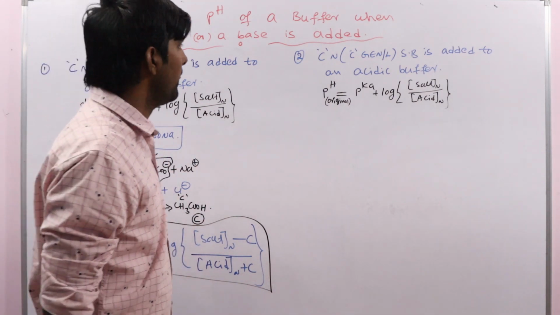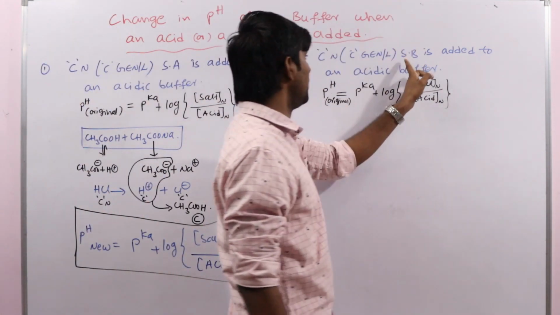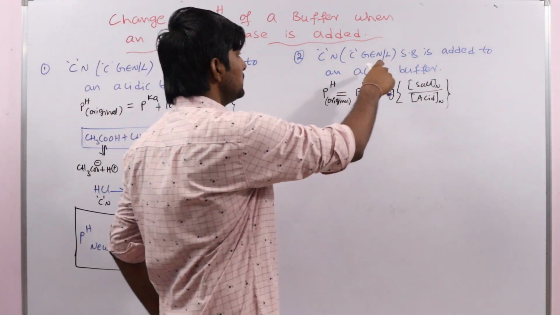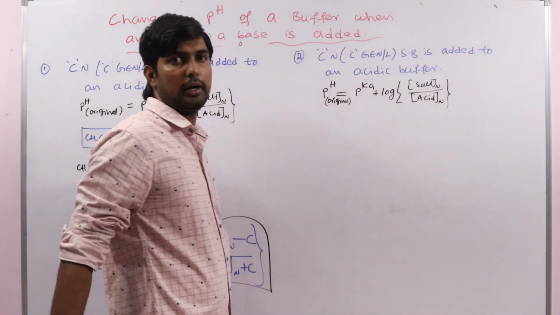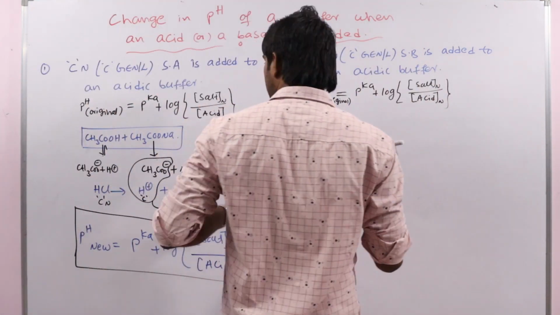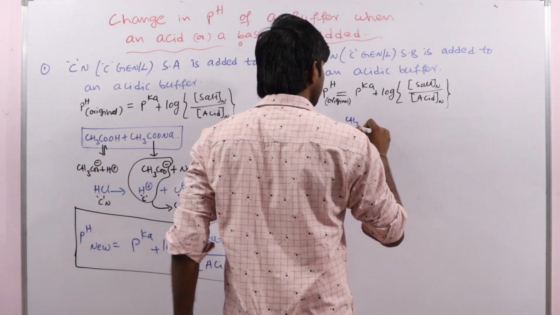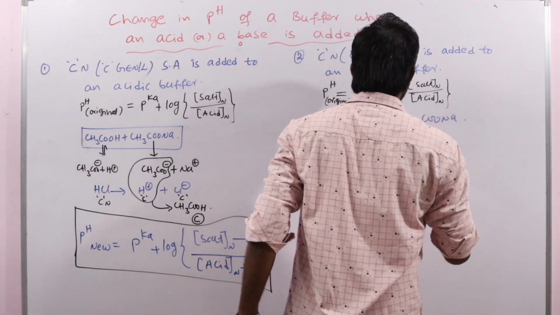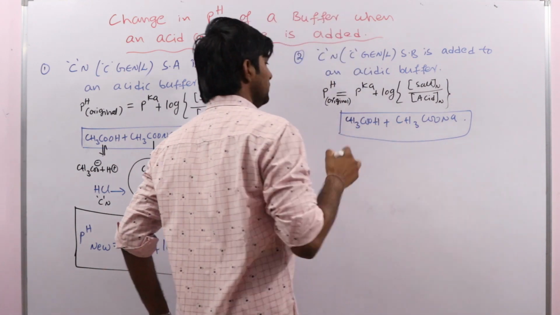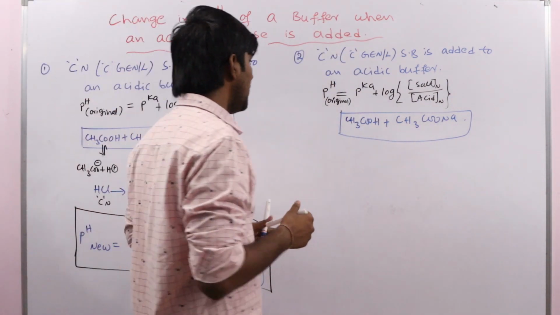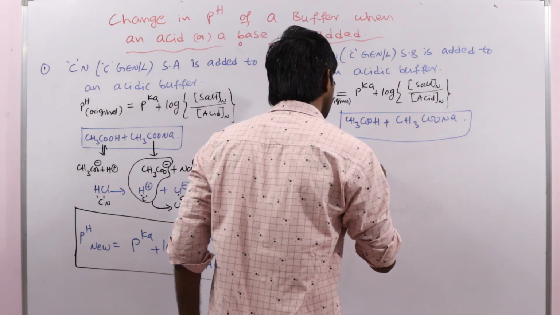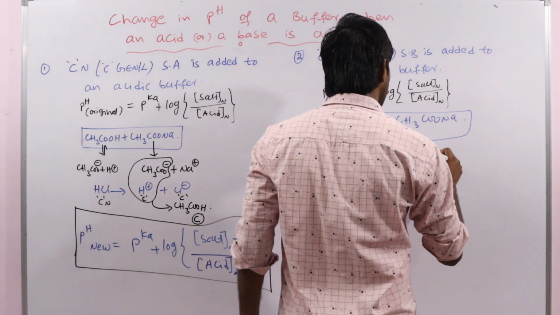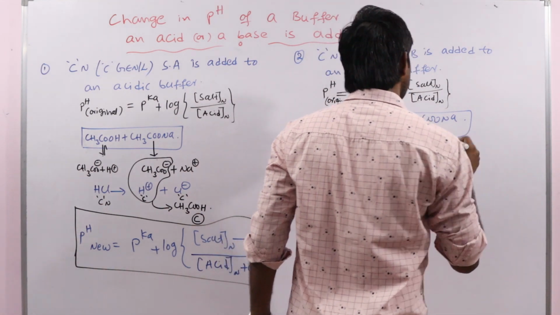Very simple. Okay, now when C normal of strong base is added to an acidic buffer. So here what happens? Again, let us take the same example, CH3COOH plus CH3COONa. So this is the acidic buffer. When you add a strong base like NaOH, it will give Na plus ions plus OH minus ions.